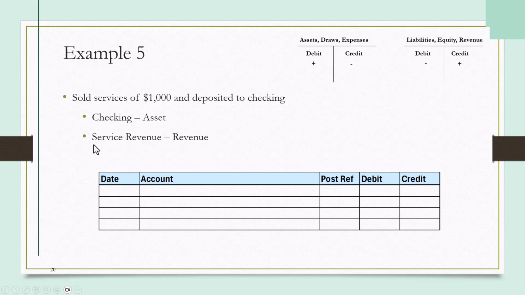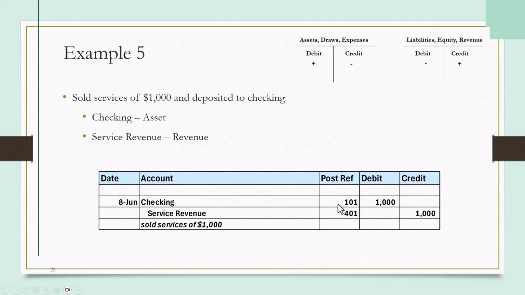They sold services, so they earned revenue. That is going to add to the revenue of the business. To add to the checking account, which is an asset, we would do a debit. To add to a revenue, revenues are up here. Anytime you add to revenue, you do a credit to revenue. So this is what the entry would look like. And then if you wanted to put account numbers, or if you had account numbers, you could put those in there, and then an explanation as well.